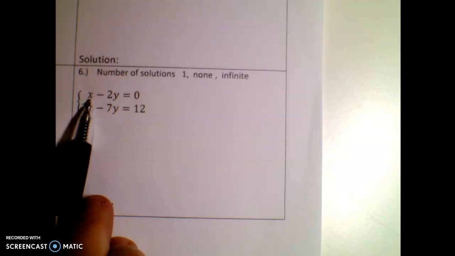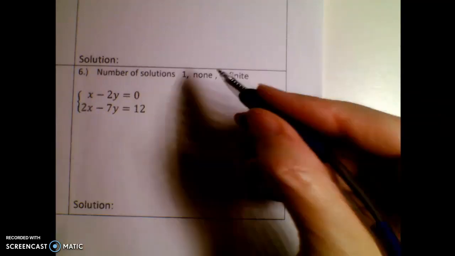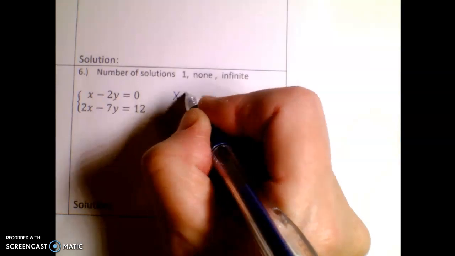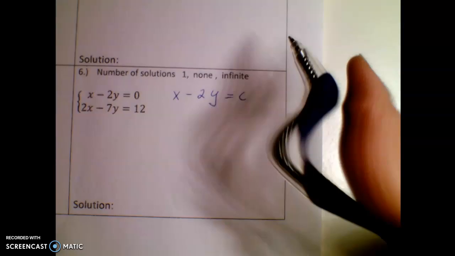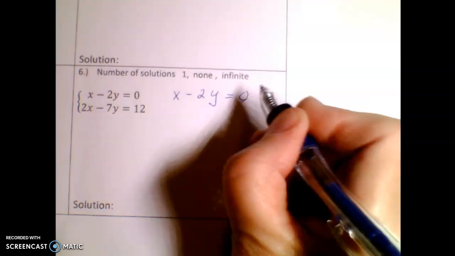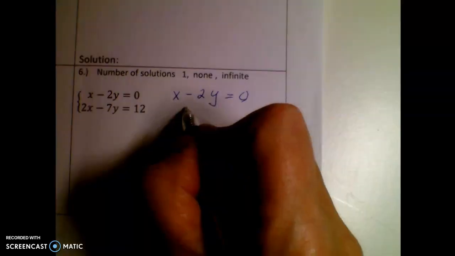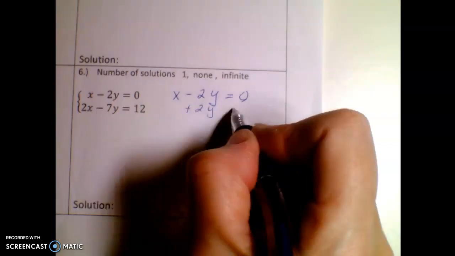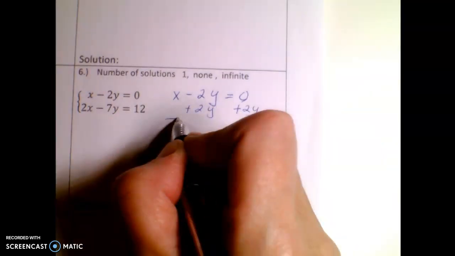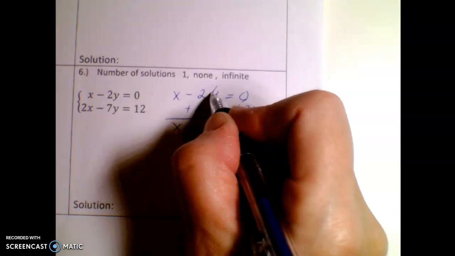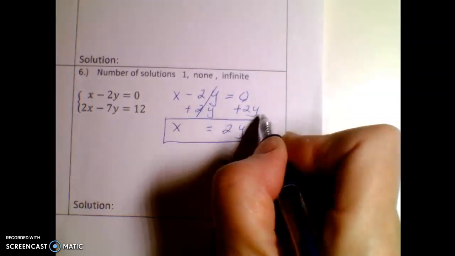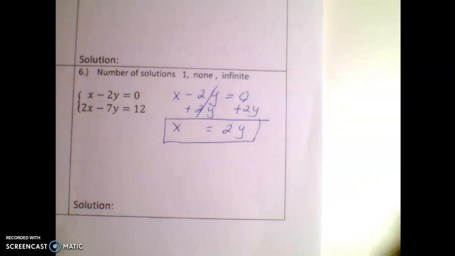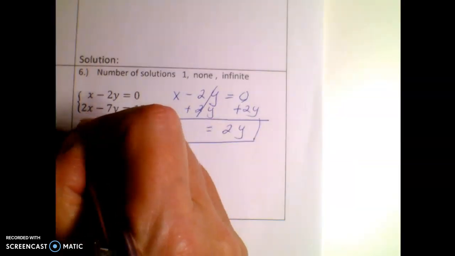So why don't we do this? We're going to isolate this variable. So we're coming over here, and our goal is to get x by itself. So we're going to add the 2y to both sides. That cancels, equals 2y. So we know what x is equal to. X is equal to 2y, and I'm going to write it over here.